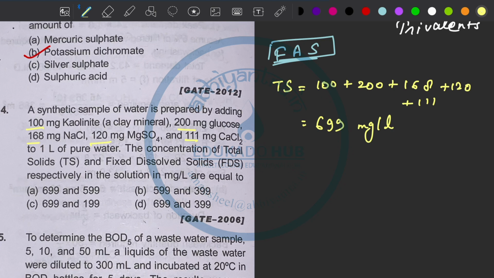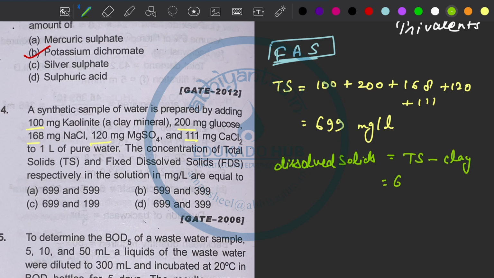So other than this, everything is dissolvable. Glucose dissolvable, NaCl dissolvable, MgSO4 dissolvable, CaCl2 dissolvable. Only this clay mineral kaolinite is not dissolvable. So your dissolved solids will be total solids minus clay. Total solids are 699 and clay is 100. So the answer comes out to be 599 milligram per liter. So the correct option is option A.